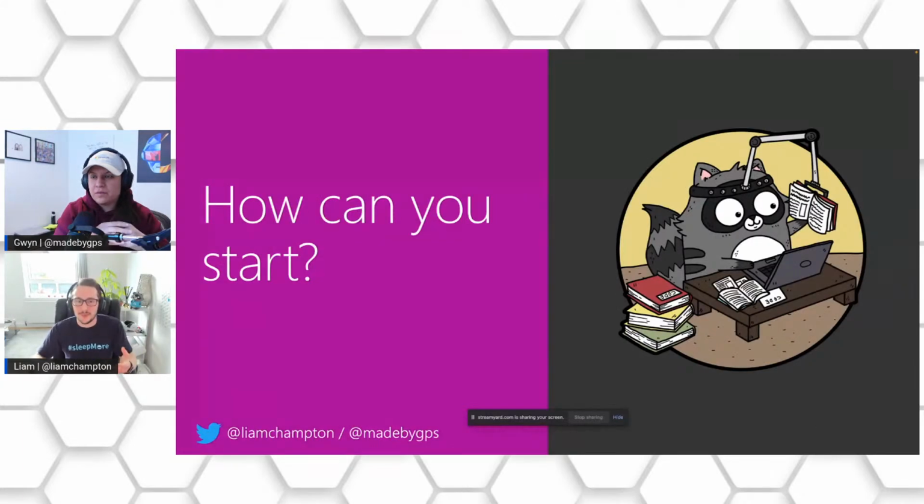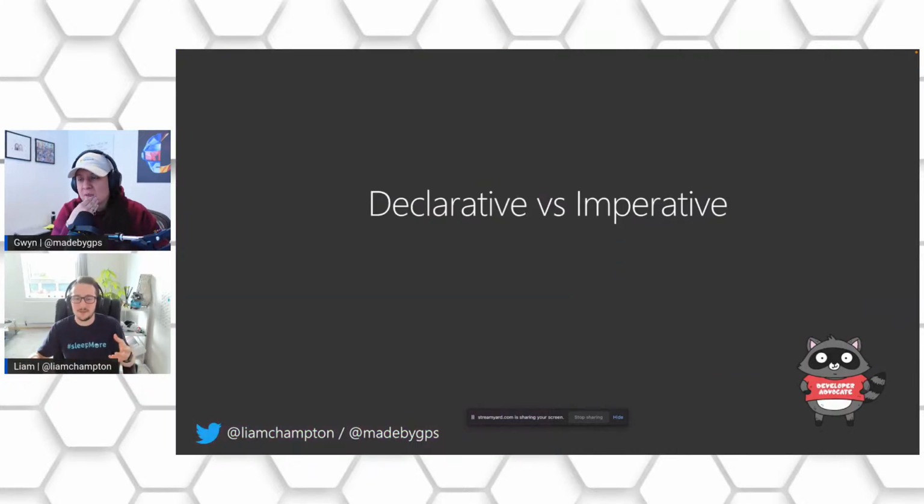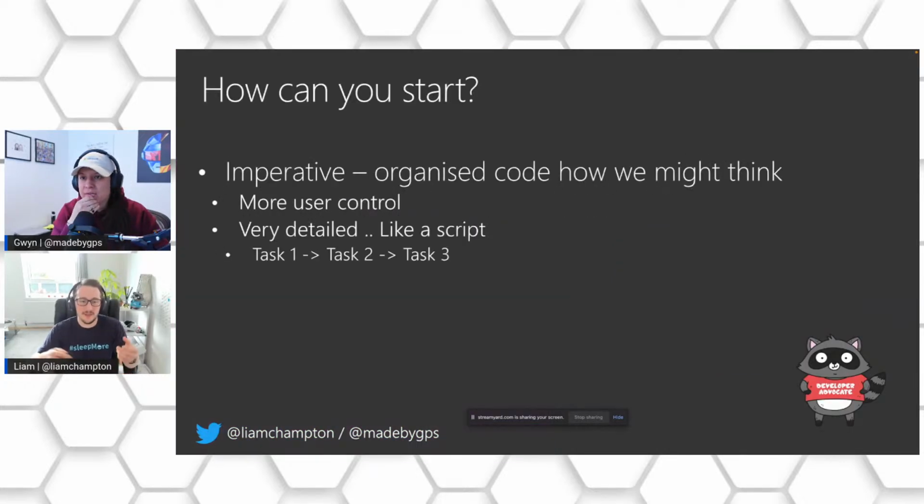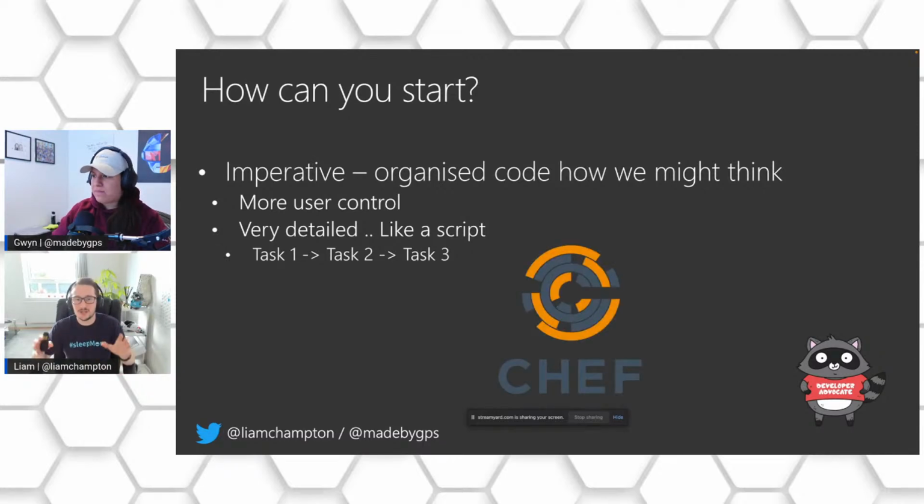So how can you start? And this is where I'm going to loop back to declarative and imperative coding, because you need to understand this first. Imperative coding is kind of organized code of how you and I might think as humans. Very logical, i.e. task 1 happens, then task 2 happens, and task 3, task 4, 5, and so on. Very methodical is a way to put it. So that's imperative coding. And a really good example of that is Chef. I've used Chef a number of times and I love it. It's good, but I do prefer declarative coding.